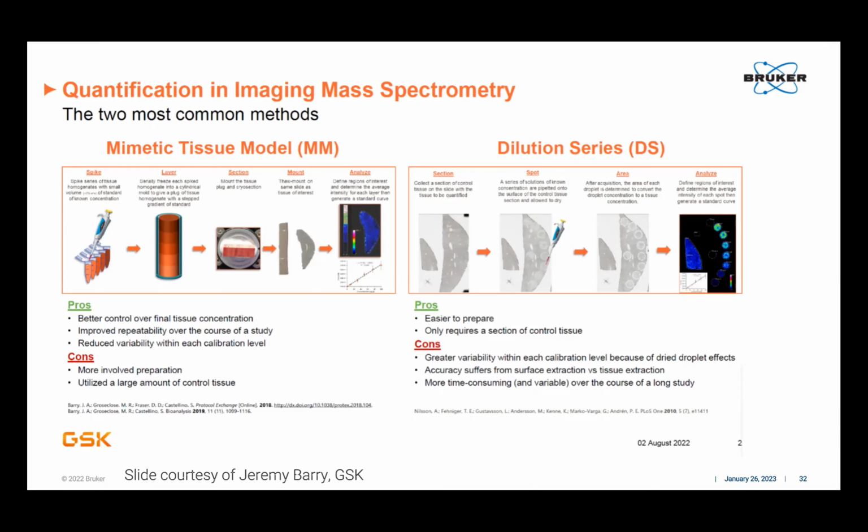SCiLS Lab has this quantitation tool built into it. So it will do all of the calculating for you of what the level of expression is for the region of interest that you've highlighted. And this came out of GlaxoSmithKline wanting to do this for some of their drug compounds of interest. And then the further iteration of this is what we call the tissue mimetic model. So on the left-hand side, we made a slurry out of generic tissue, spiked in the compounds of interest, made a frozen tissue stack out of each of those slurries. You section it, you put it down next to your tissue of interest that you're looking at, build your calibration curve.